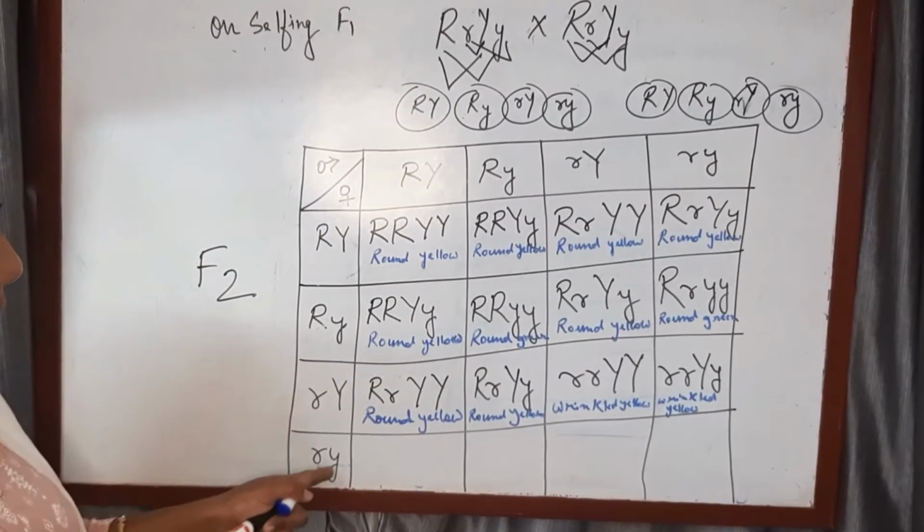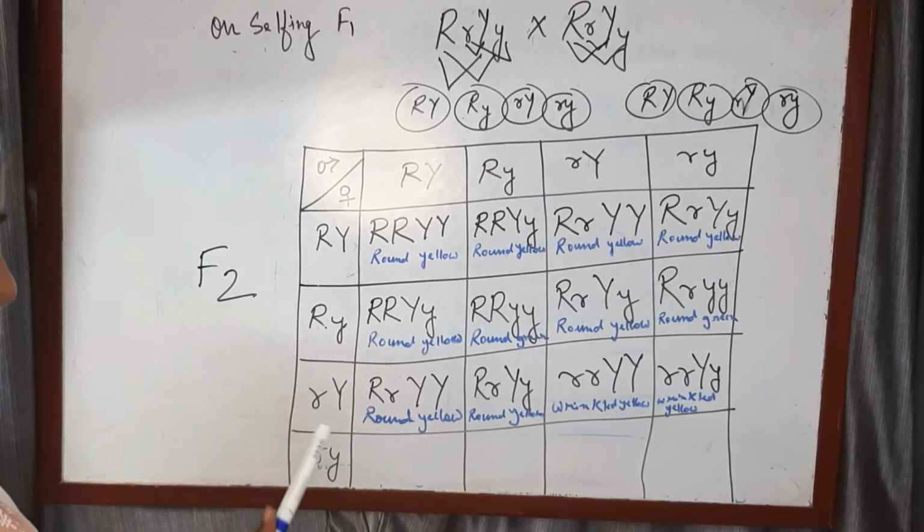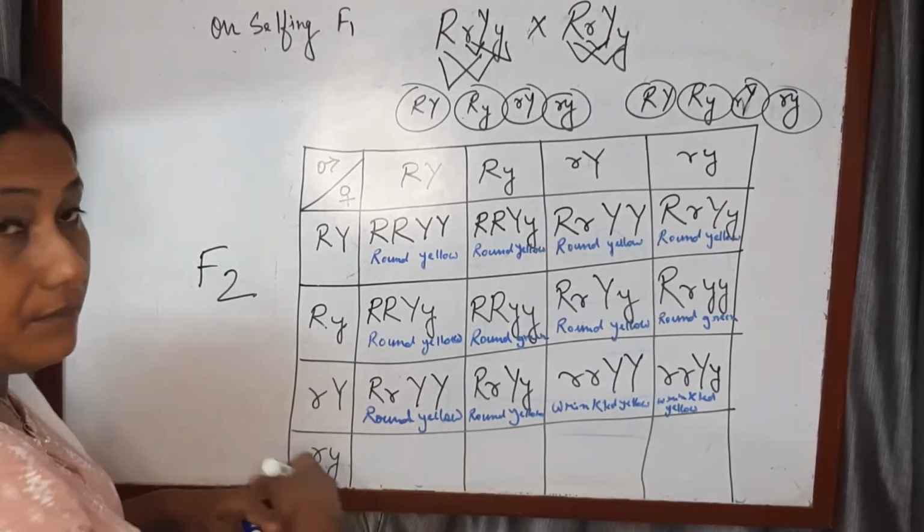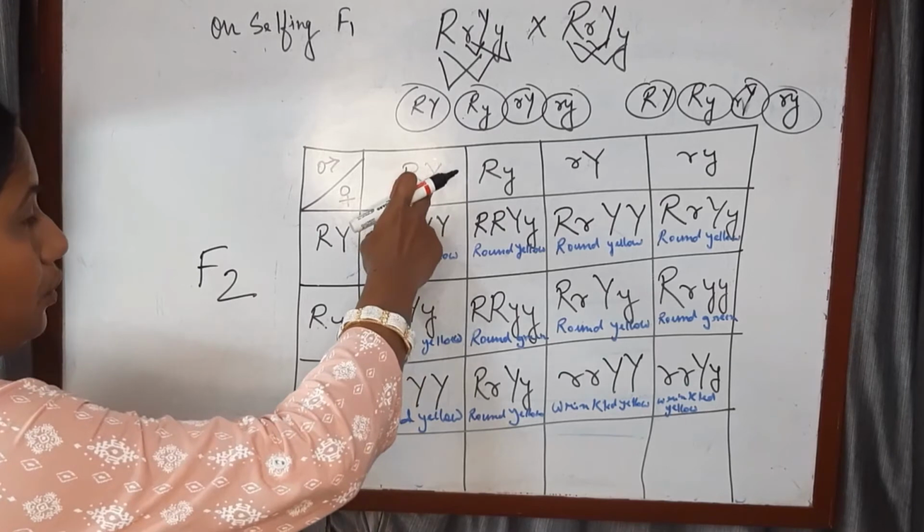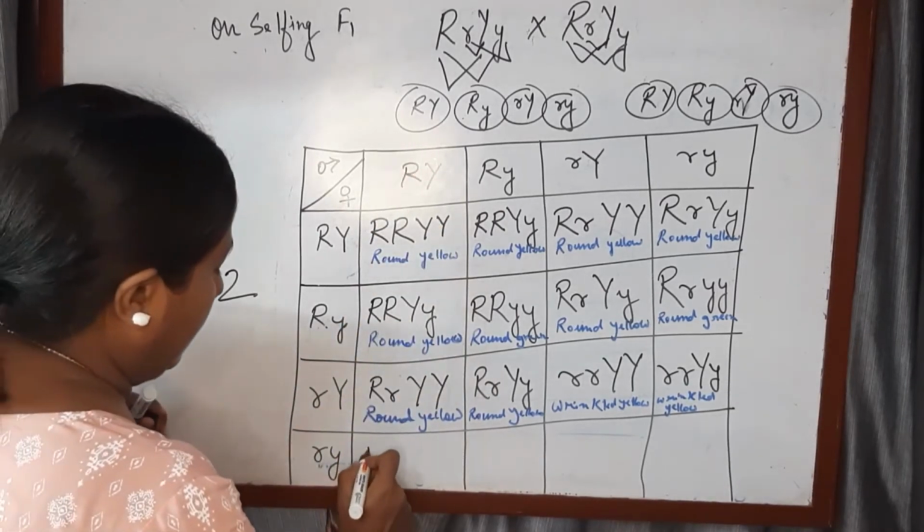Okay, so finally, the last row. So this is capital.